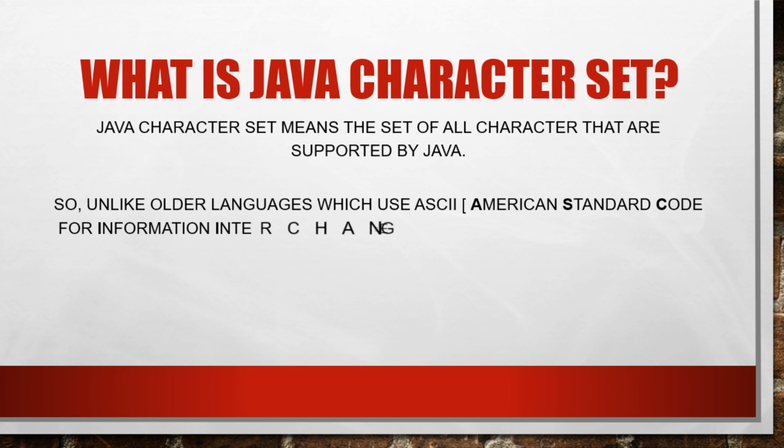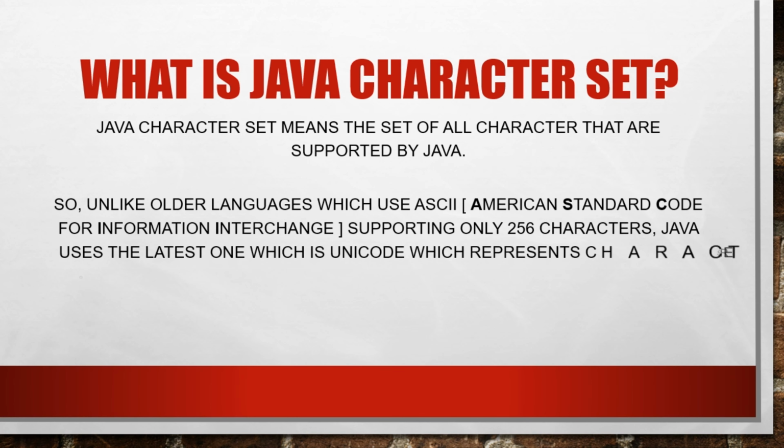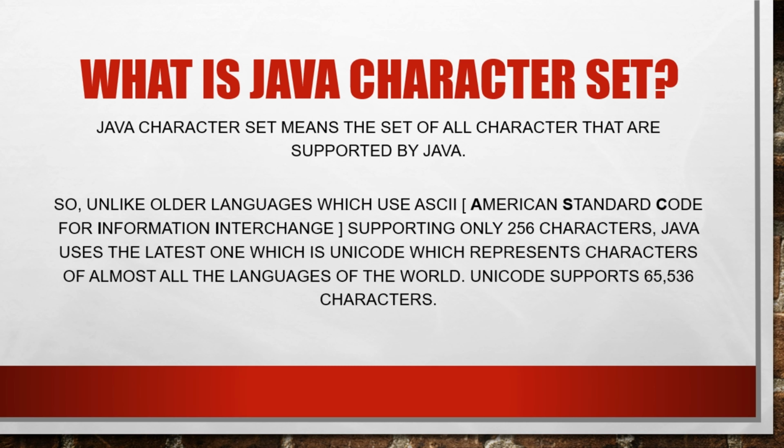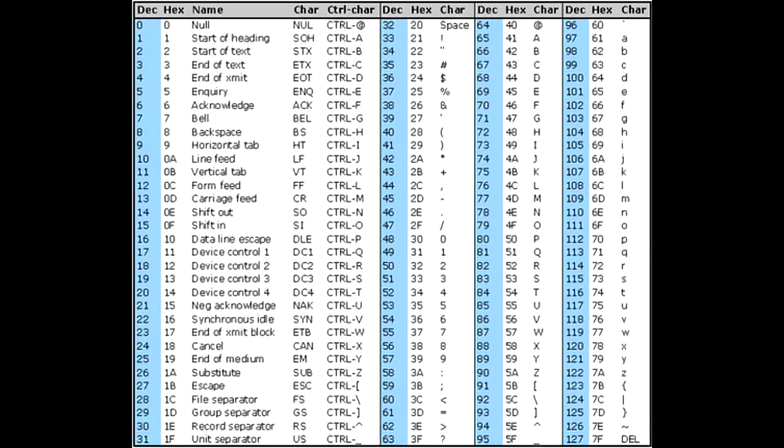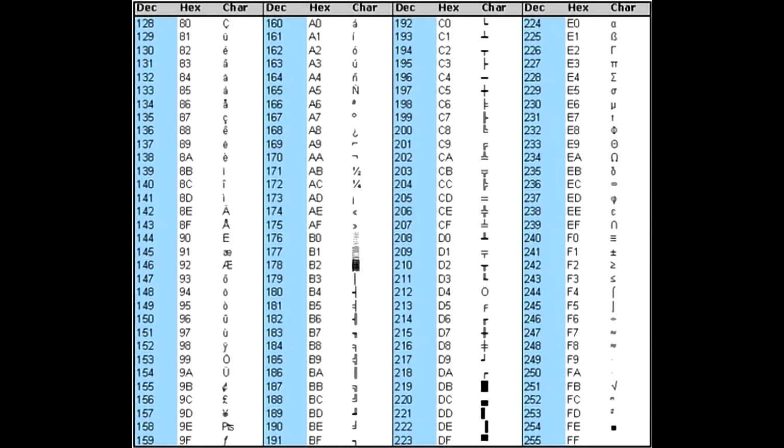So, unlike older languages which use ASCII, American Standard Code for Information Interchange, supporting only 256 characters. Here you can see the table containing all the ASCII characters. It's in two parts. This is the first part, having characters from 0 to 127. And this is the second part, having characters from 128 to 255.